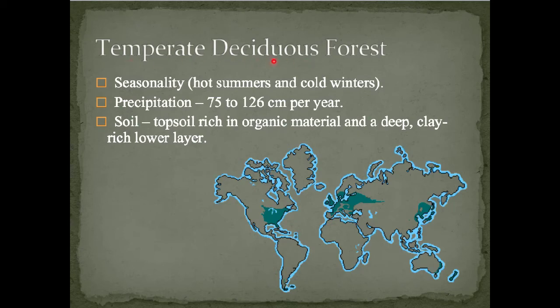Next up, we got the temperate deciduous forest. This goes through a seasonality change, hot summers and cold winters. Precipitation's about 75 to 126 centimeters per year. The topsoil is rich in organic matter, and a deep clay rich lower layer, which tends to have all the minerals. And you can see here in the world where you find your temperate deciduous forests.